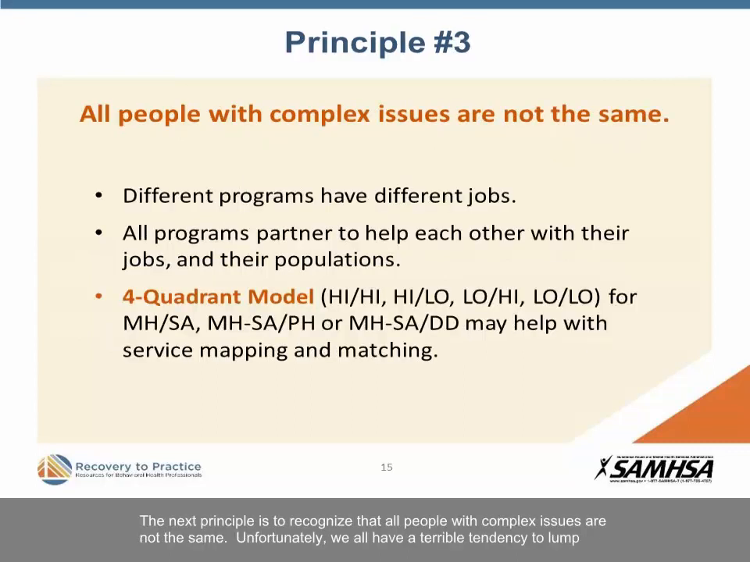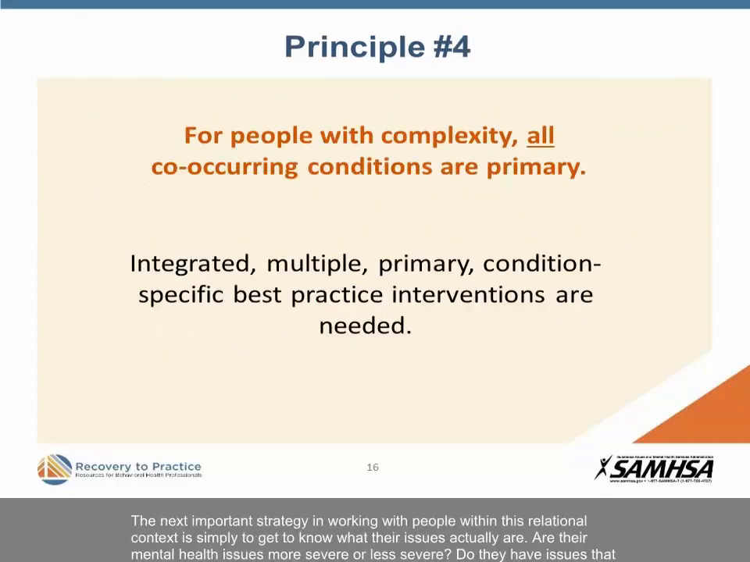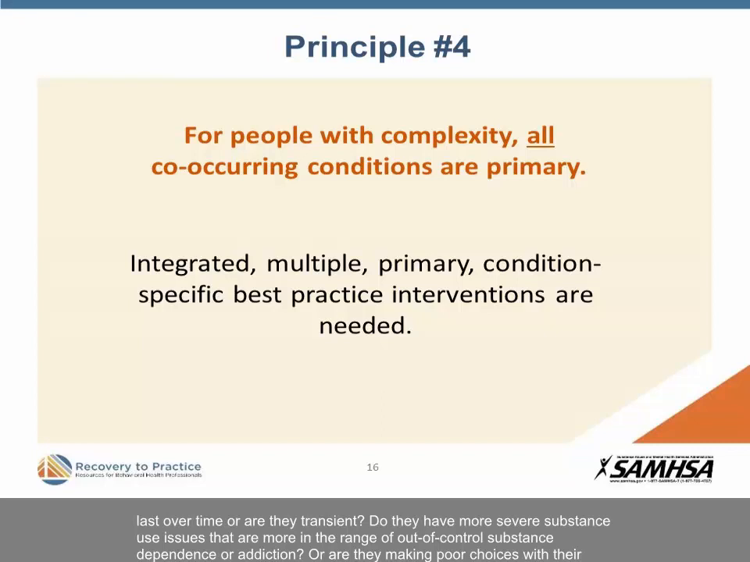The next principle is to recognize that all people with complex issues are not the same. Unfortunately, we all have a terrible tendency to lump people and want to have answers that fit into a box, whether the box is based on diagnosis or based on what do we do for people with co-occurring conditions, as if they're all the same. The next important strategy in working with people within this relational context is to simply get to know what their issues actually are. Are their mental health issues more severe or less severe? Do they have issues that last over time, or are they transient?